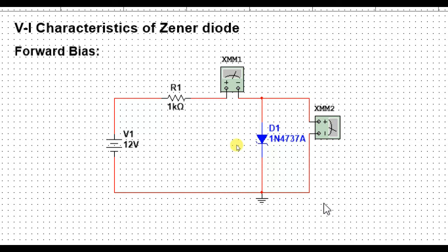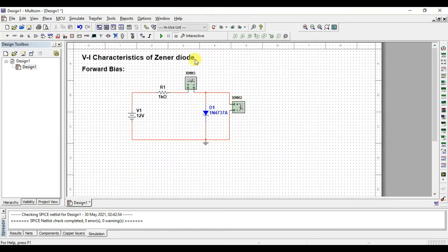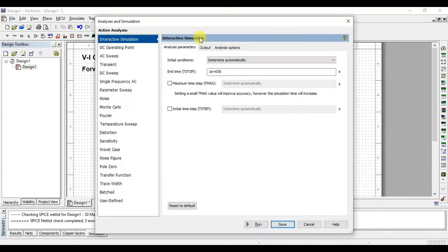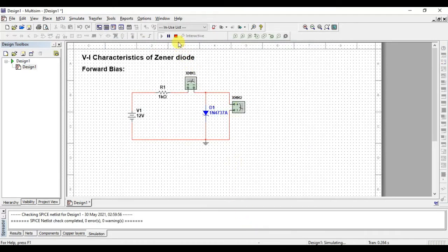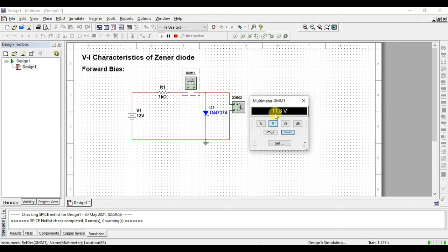Okay, so basically for the normal characteristics, we will select interactive simulation, just run the circuit. Okay, after this you will get voltage and current values.